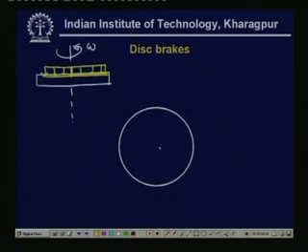So, looked from the top, this will look like this is the disc, and the normal force is applied. Now, the pad dimensions may be different; different kinds of pads are used. If this is a full circular pad, then we have this is the pad, let us say.